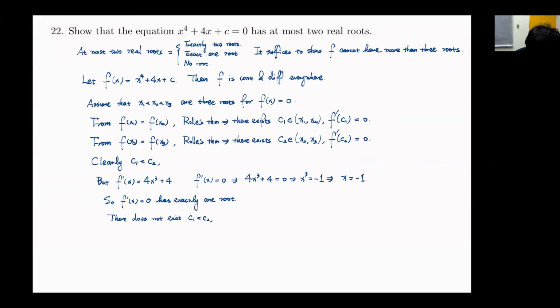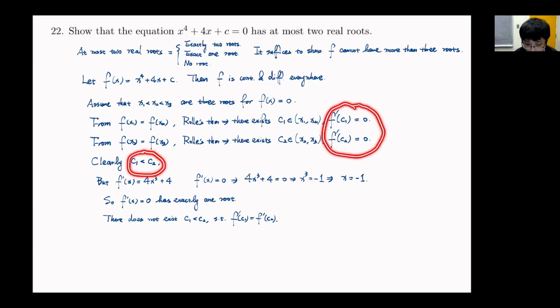C1 less than C2 such that f prime of C1 equals f prime of C2. All right, so this is basically a contradiction to what we have seen over here. We concluded using Rolle's theorem that for C1 less than C2, f prime of C1 and f prime of C2 must both be 0. But it turns out that f prime of x equals 0 has exactly only one root, so there does not exist such C1 and C2. So this is a contradiction.